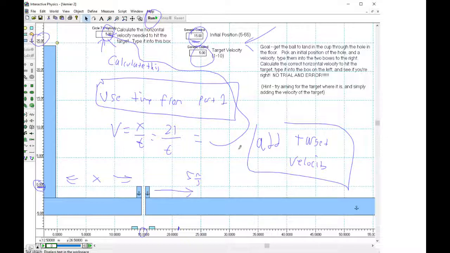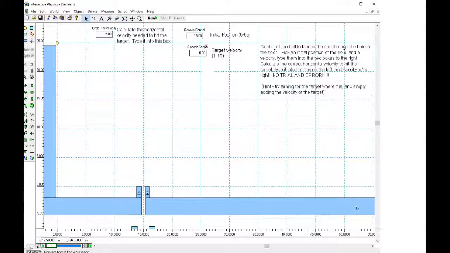There's a much more painful way to do it. A more painful way to do it would be this. You should probably stop the video now. This is the way I used to teach kids how to do it. It's at 15 meters, right? So the position is going to be 15 plus whatever the velocity of the target is. This is the velocity of the target times the time, which is the time from part 1.